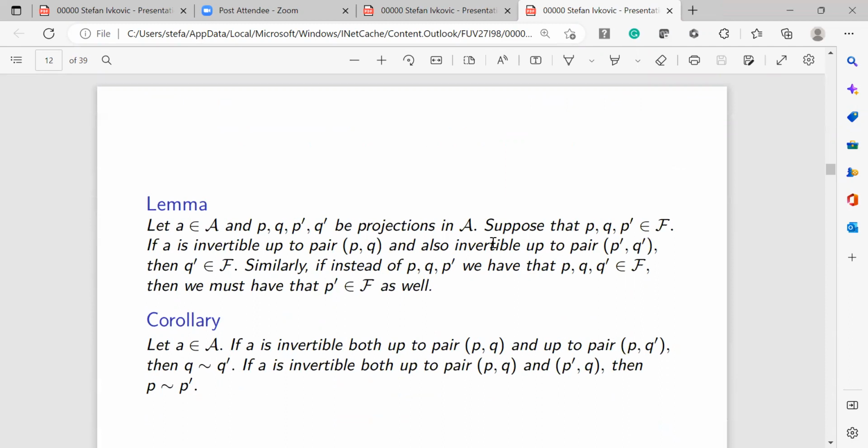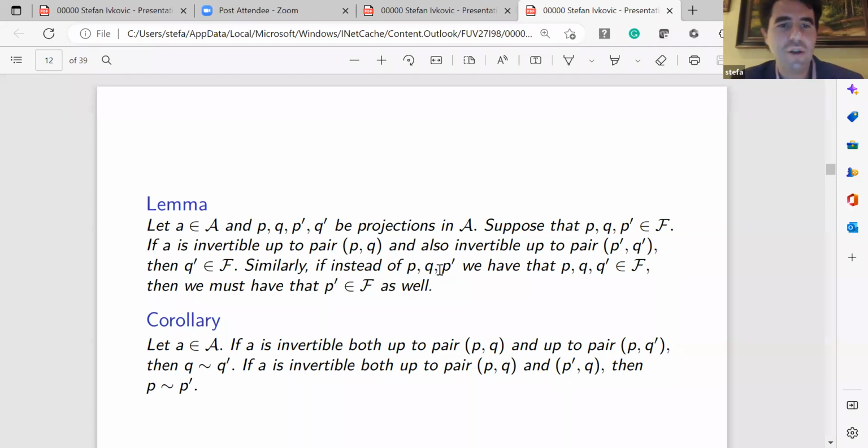So first I needed to establish a technical lemma. This lemma seems to be trivial, but actually it requires some technical work, though it is very useful. So if A is in 𝒜, and we have four projections P, Q, P prime, and Q prime. Suppose now that P, Q, and P prime are finite. So Q prime is not necessarily finite, but the first three are. If A is invertible up to P, Q, and also invertible up to P prime, Q prime, then it turns out that Q prime has to be finite.